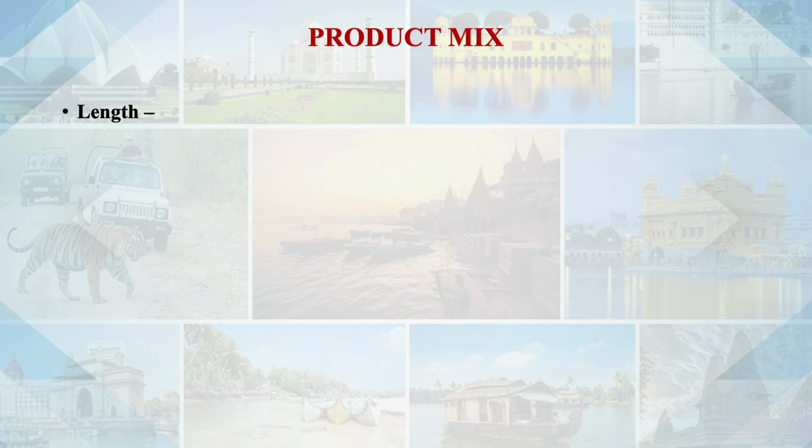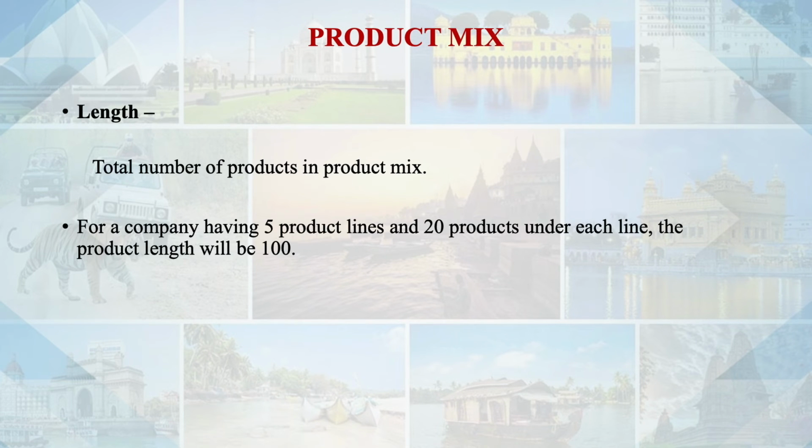Next is length. It is the total number of products in a product mix. For example, if a company has 5 product lines and there are 10 products under each line, then the product length of that particular organization will be 50.